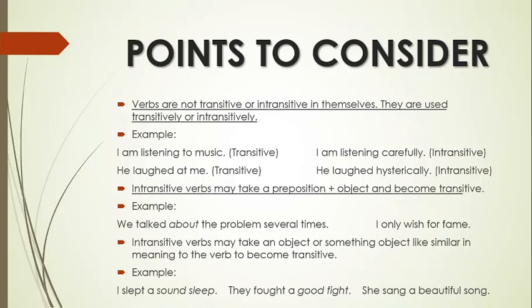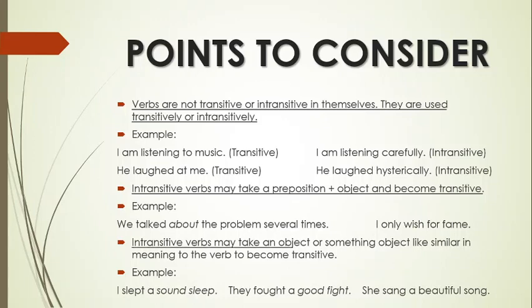Intransitive verbs may take a preposition and object and become transitive. For example, we talked about the problem several times. I only wish for fame. Talked takes the preposition about and then the object, the problem. Same goes for wish. It takes the preposition for and then the object fame to become transitive.